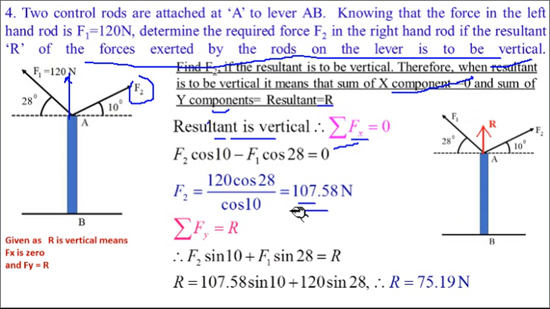Okay, and to find out the magnitude of R, you just take summation of Fy. We know that summation of Fy equal to R because it is given that R is vertical, means summation of Fy equal to R. Resolve these forces in Y direction. So here we will get this F2 sine of 10 with positive Y direction plus F1 sine of 28, F1 is 120 here, and will be equal to R. If R is in the Y direction, then R will also come into it. Summation of Fy is nothing but R. Okay. By solving this, we will get the magnitude of R. Means by resolution, we have solved this particular problem.